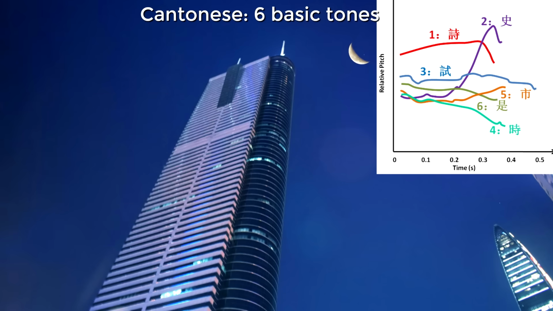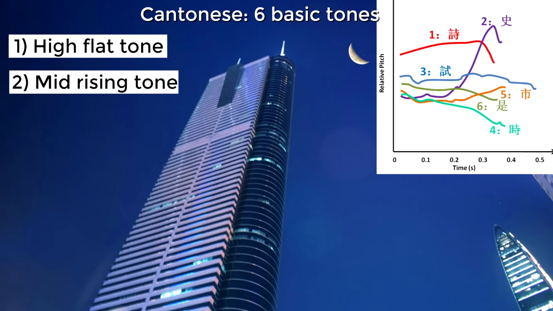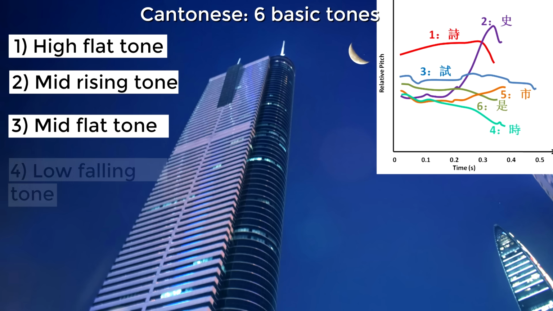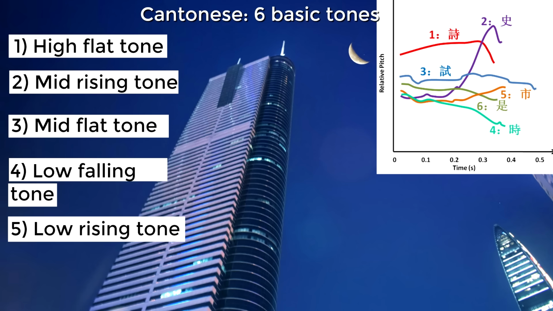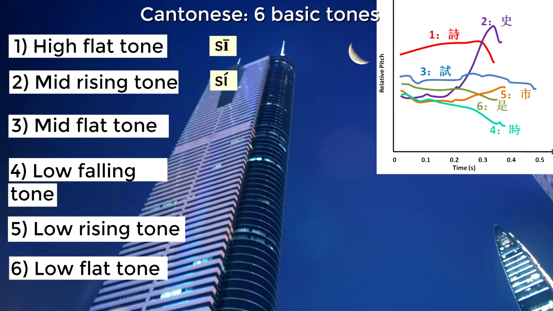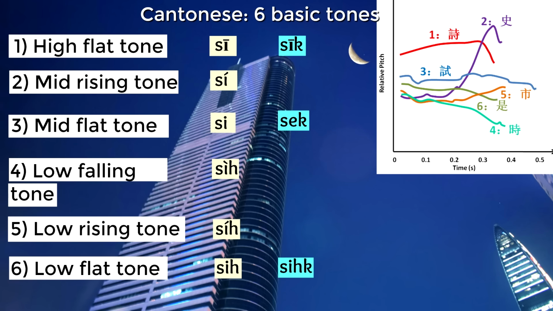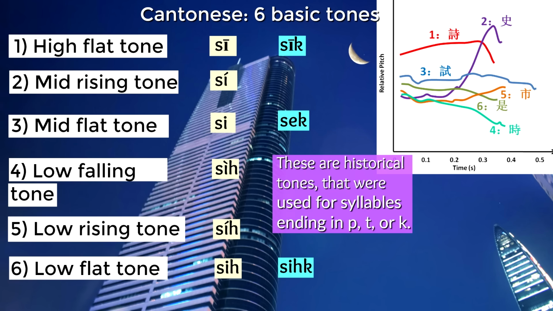Cantonese has 6 basic tones. There's a high flat tone, a mid-rising tone, a mid-flat tone, a low falling tone, a low rising tone, and a low flat tone. Some people count 3 additional tones for a total of 9. These are historical tones that were used for syllables ending in p, t, or k. In Standard Cantonese, they've merged with other tones, so that the only remainder of these tones is the stop consonant at the end of the syllable.